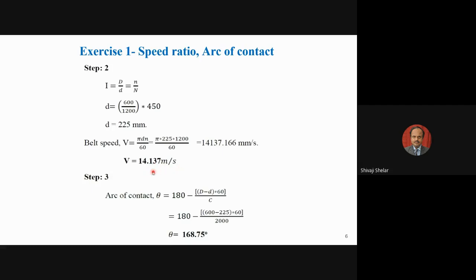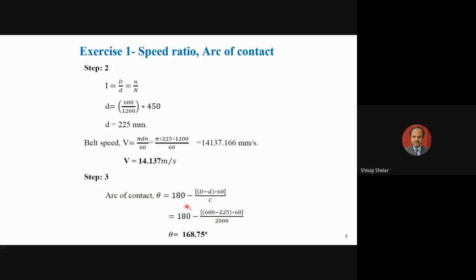Now in the table values, the standard speed is 10 meter per second. Now current speed is 14.13 meter per second. So we have higher speed than the standard speed here. So we have calculated the speed ratio, and from the speed ratio, we have calculated the velocity of the belt. So this is the velocity of the belt. Now let's go for the arc of contact.